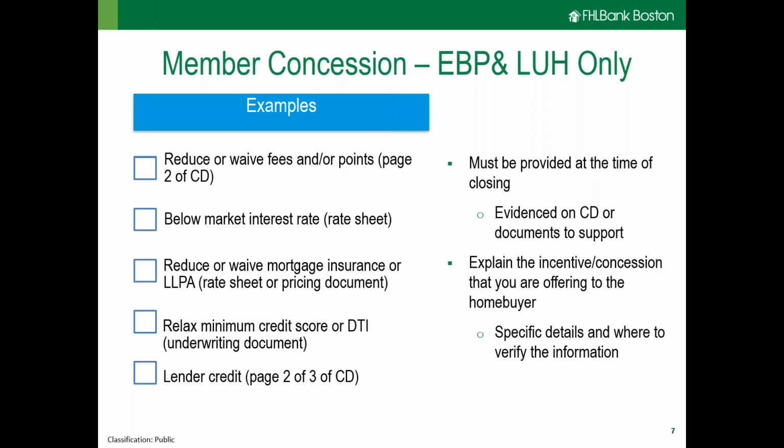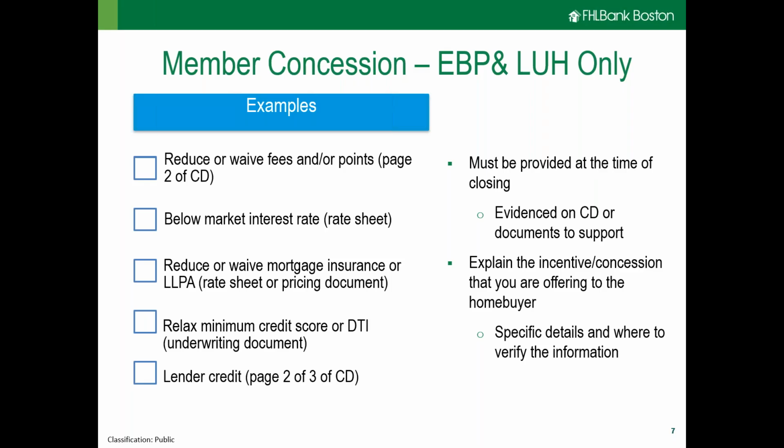If it's a below market rate, we do need that rate sheet showing what that standard rate will be for your non-grant recipient, and then obviously the closing disclosure will show that there's a reduction to it. The other one, I'll go down to the bottom, that's related to the closing disclosure, is typically a lender credit, whether it's a lump sum credit or it might be specific to a fee. We see that usually on page 2 or 3 of your closing disclosure.